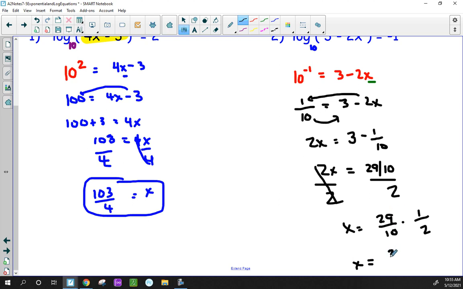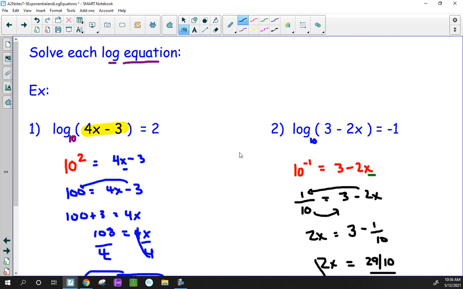29 times 1 is 29. 10 times 2 is 20. That fraction does not reduce, and so that is the best answer. The value of x is 29/20. Okay, and that's how you solve log equations.